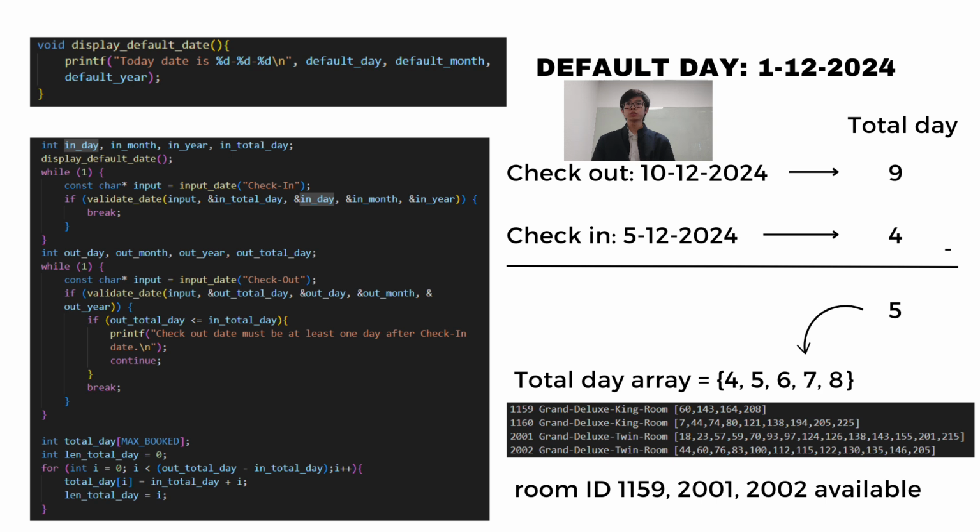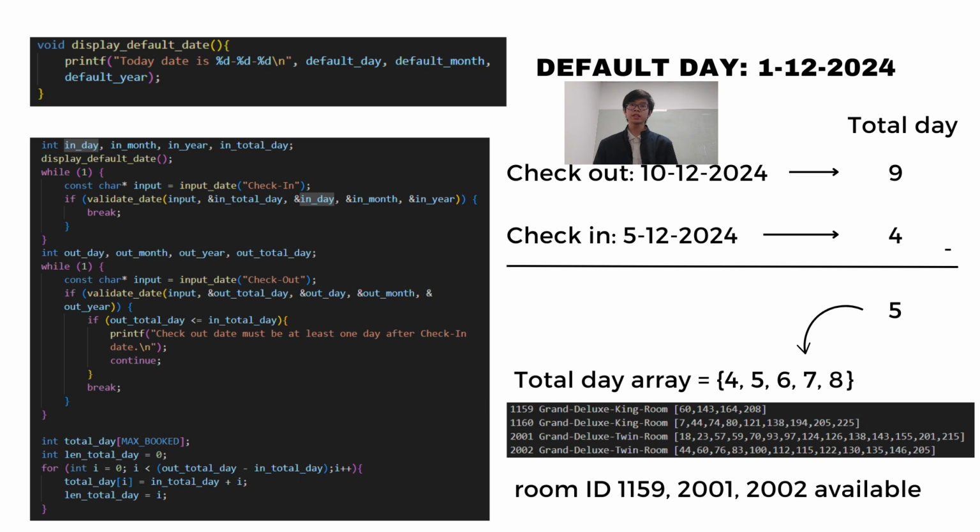Let me explain how the bookroom algorithm handles parsing and saving dates. First, the program uses the default date as a reference point. For this example, let's assume the default date is 1 December 2024. The user then inputs their check-in and check-out dates. These dates are converted into integers that represent how many days they are from the default date. For example, if the check-in date is 5 December 2024, it's 4 days away from the default date. Similarly, if the check-out date is 10 December, it's 9 days away from the default date. By subtracting the check-in value from the check-out value, we determine the total nights booked, in this case, 5 nights.